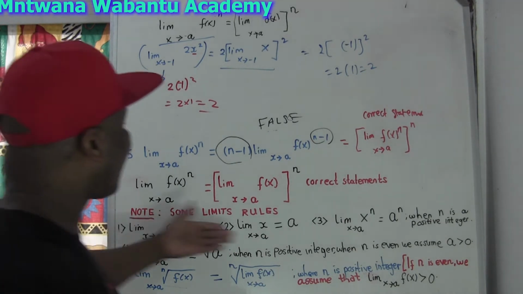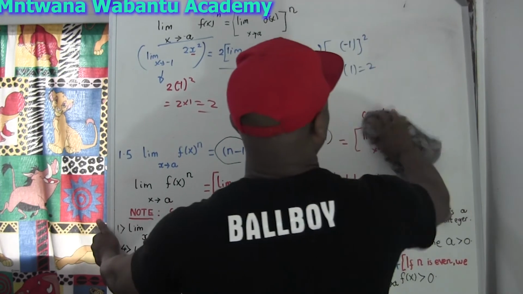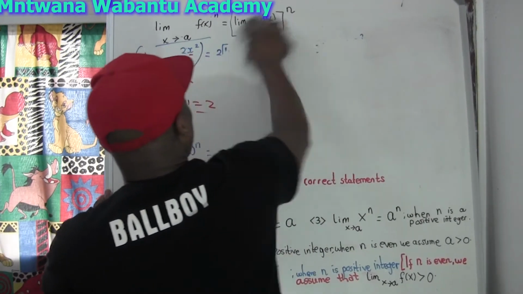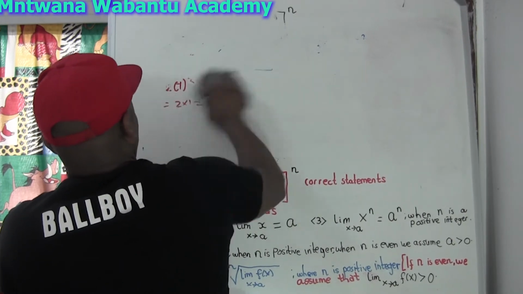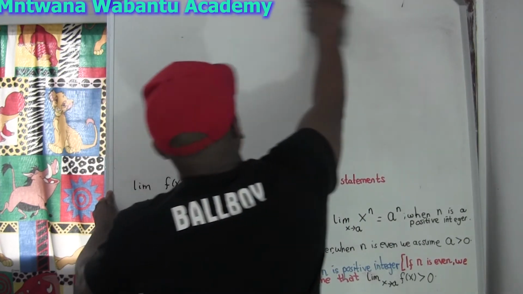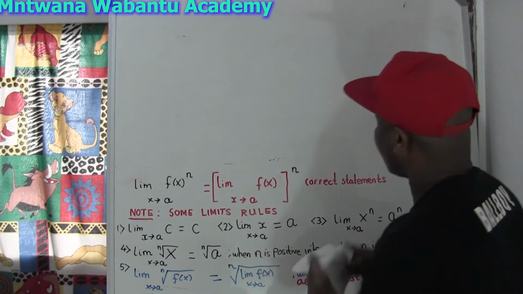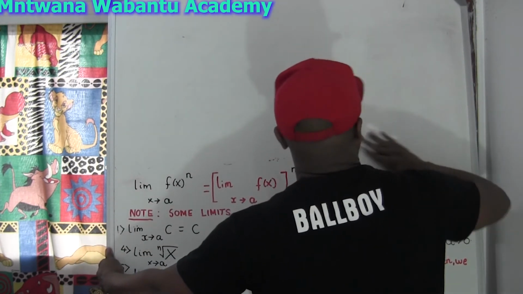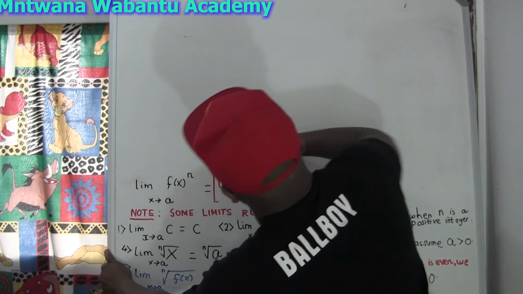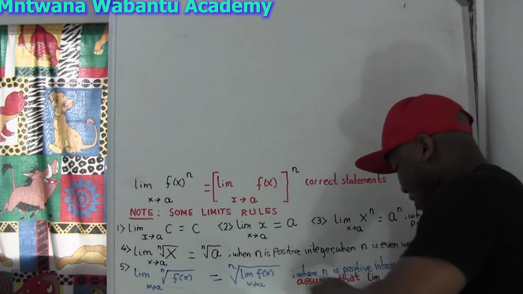Okay, so now let's see some few more limit rules. Few limit rules. Let's check what happened.